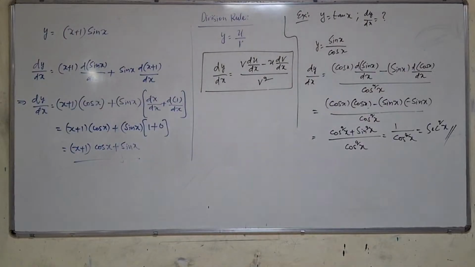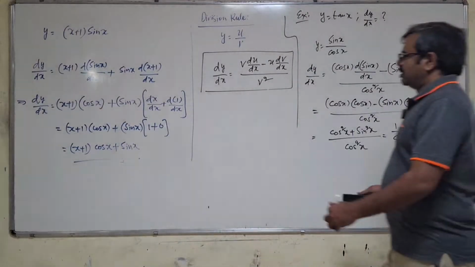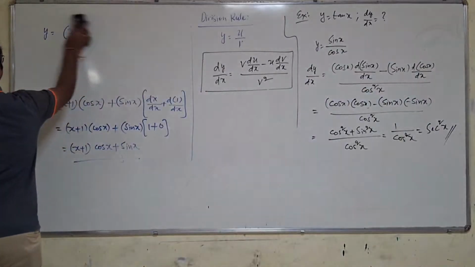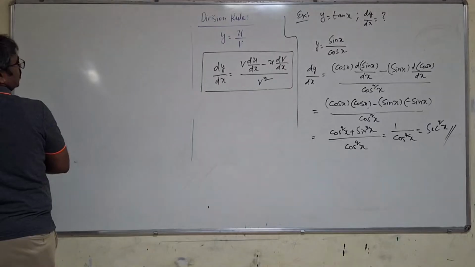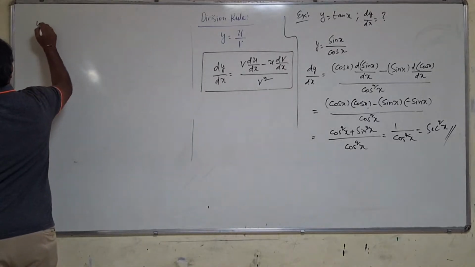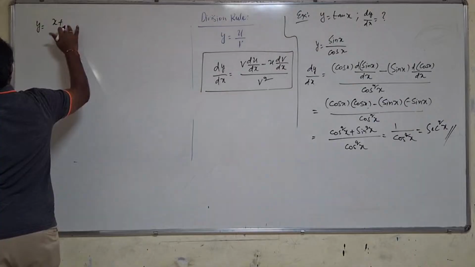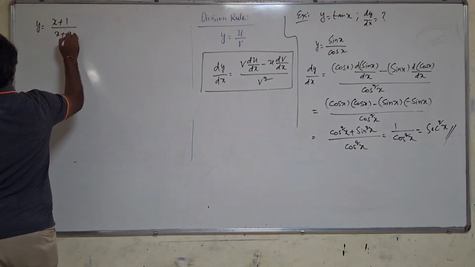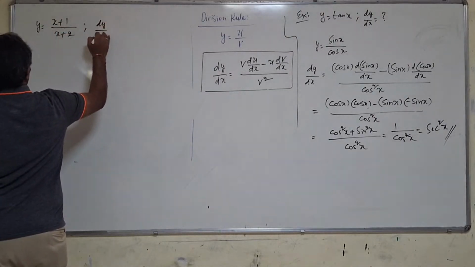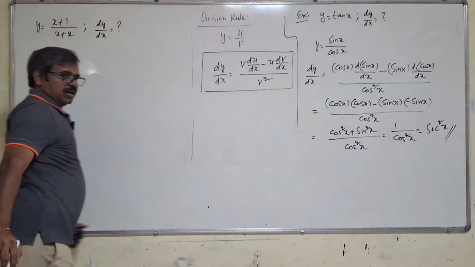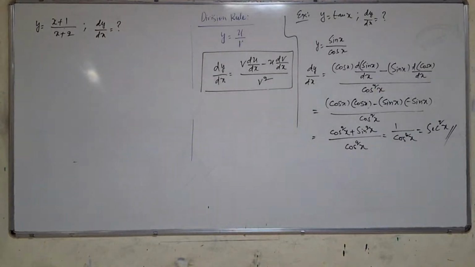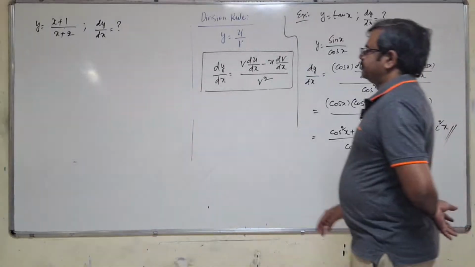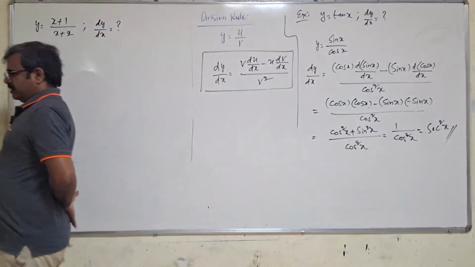Done? Shall I give you one more example? Division rule. One more example. Y is equal to x plus 2, x plus 1 by x plus 2. You do this, please, now. Quickly. You do it now.